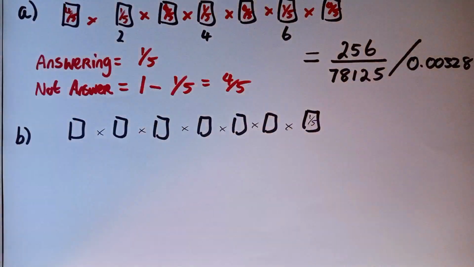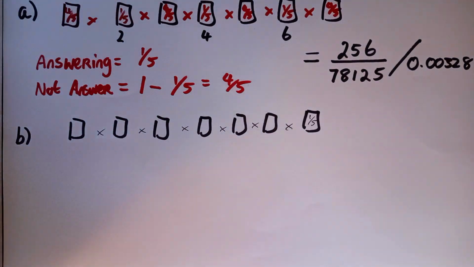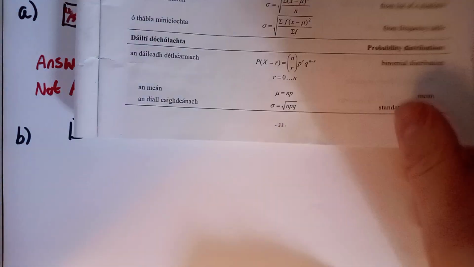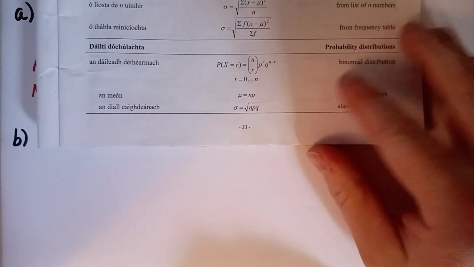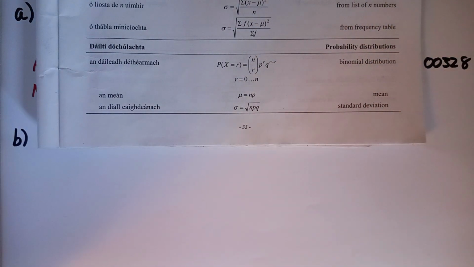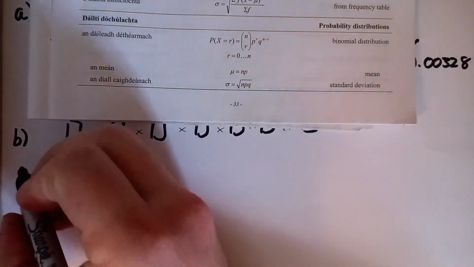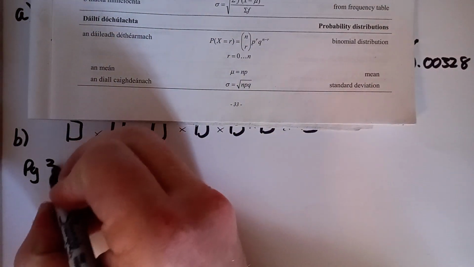When you find yourself in that situation, where you're just not sure where to put in the rest of them, there is a nice formula on page 33 of the log tables. We'll be discussing this in more detail in class, but it's called the binomial distribution rule. It's on page 33, and I'll explain the formula now in the video.